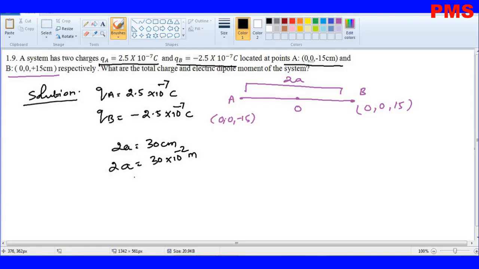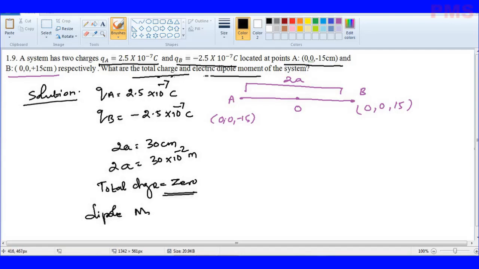What are the total charge and the electric dipole moment of the system? First, the total charge, and second, the electric dipole moment. The total charge is equal to 0, because both charges have the same magnitude and opposite sign, so of course they cancel. The total charge is 0 because the charges are equal and opposite.